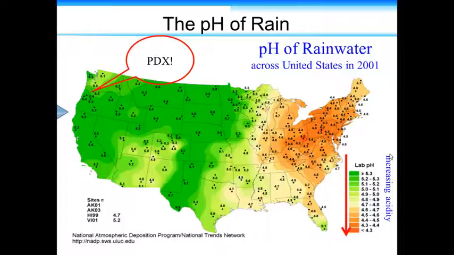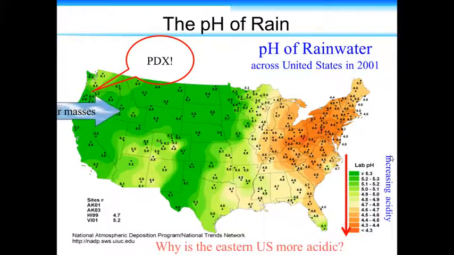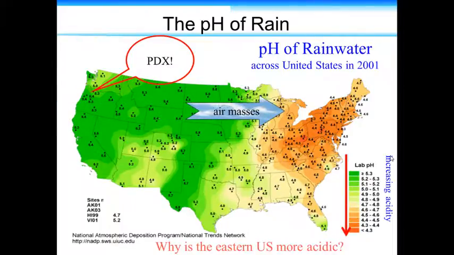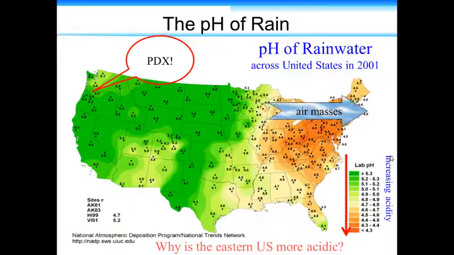Well, the reason being is unfortunately the air currents are such that air masses tend to move from the west coast to the east coast, pulling any pollution produced on the west coast and central U.S. over to the east coast. And we're going to talk about now how the pollution actually acidifies the rain.